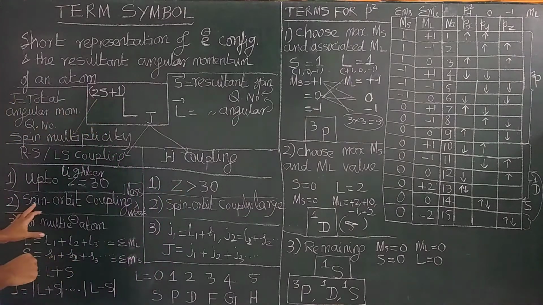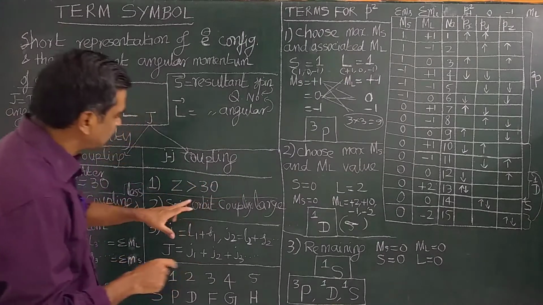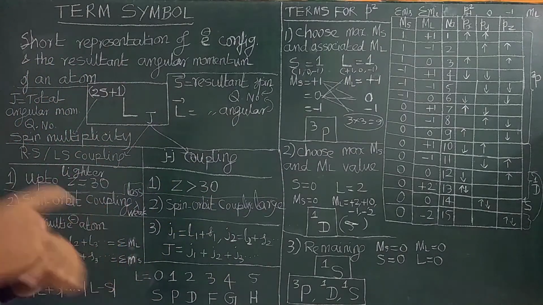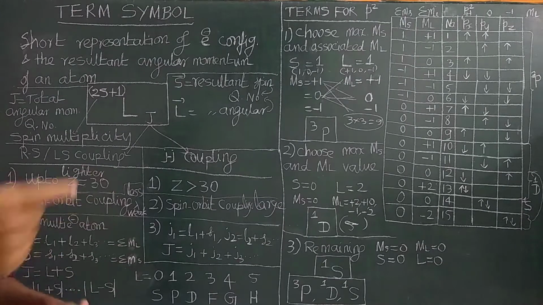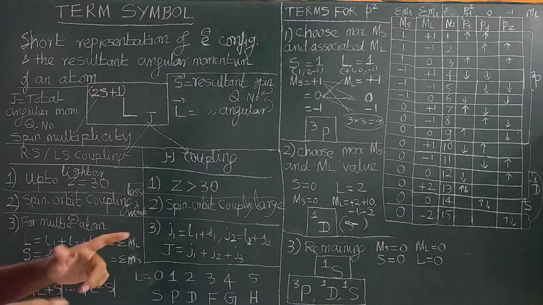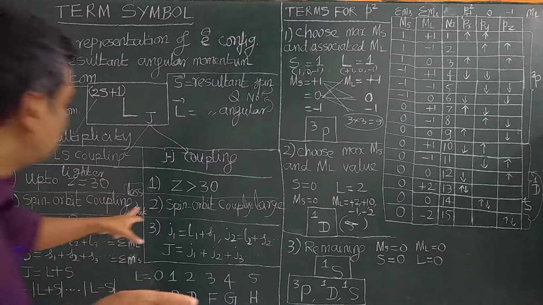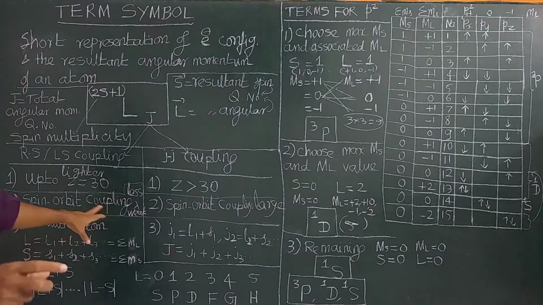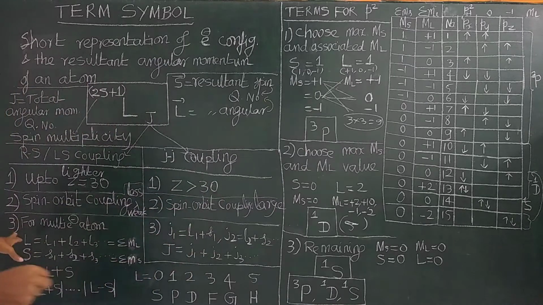In the case of heavier elements, the spin orbit coupling is strong. You have spin angular momentum and orbital angular momentum, and they couple together very strongly. In LS coupling, the spin orbit coupling is very weak; here it is very strong. Remember this. And how is the J value obtained for a multi-electron atom? The capital J value is obtained from capital L plus capital S.